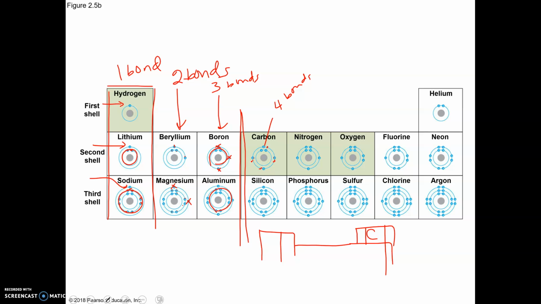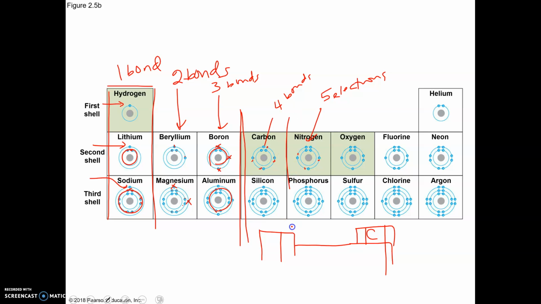And now it gets a little weird because you're like, oh, I get it. Okay, so nitrogen has 5 electrons. It must want to form 5 bonds. No, it doesn't work like that. The easiest way for it to get to 8 would be to actually just get 3 more electrons. It doesn't want to get 5.